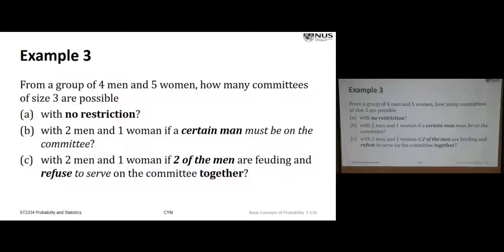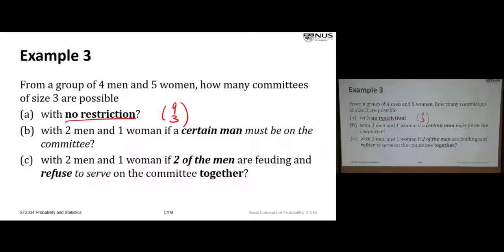All right? So, with no restriction, we're talking about choosing a committee of size 3. Altogether, we have 9 persons, we choose 3. So this is the number of committees that we can form. Committees of size 3 that we can form from these 9 persons. Remember, with 9 persons, you can label them A, B, C, D, E, up to I. Without loss of generality, we assume A, B, C, D are the men, and the rest are the women. All right?